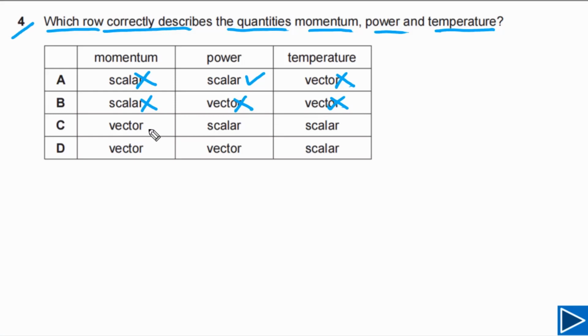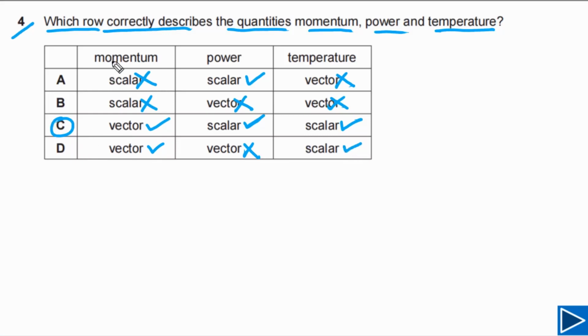If you look at option C, it is given to us momentum is vector. It is true. Power is scalar. This is true. Temperature is scalar. This is also true. So the answer is C. If you look at option D, momentum is vector. It is true. Power is vector. No. Power is scalar. Temperature is scalar. This is true. So the answer is C for this question.